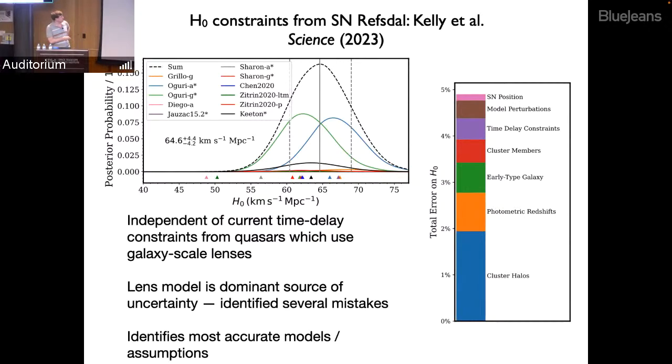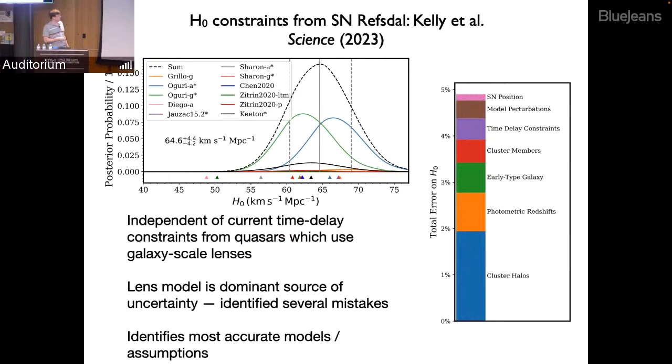And what do we come up with? Well, we find 64.6 plus 4.4 minus 4.2. We have a parallel measurement just using 2 of the models that have been previously used for time delay cosmography. But what we've done is weighted the contributions of the models by their ability to reproduce the observables that do not depend on the Hubble constant. So in particular, the magnification ratios and the ratios of the time delays.